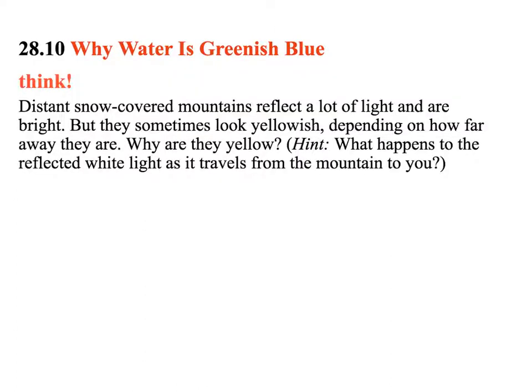Distant snow-covered mountains reflect a lot of light and are bright, but sometimes they look yellowish depending on how far away they are. Why are they yellow? Hint: what happens to your reflected white light as it travels from mountain to you?